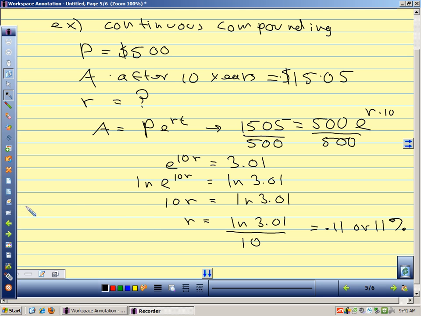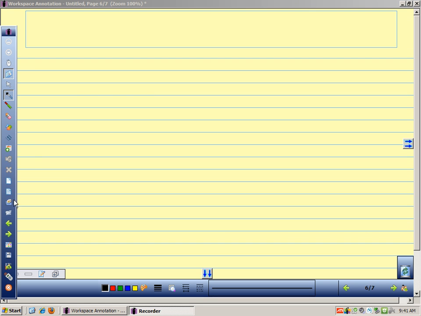All right, let's look at an example without continuous compounding, just to work with that formula. Sorry, the answer to the last one was 0.11? 0.11 or 11%.